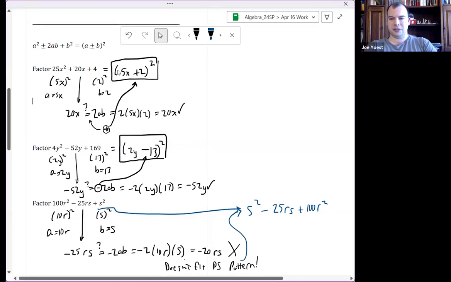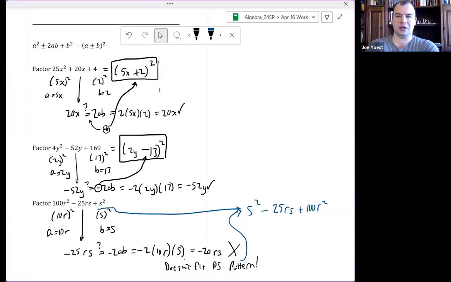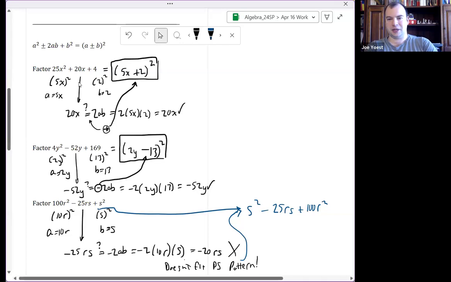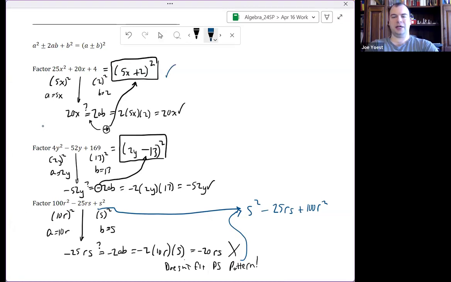And we could check our first: 5x times 5x, 25x squared. Our last, 2 times 2 is 4, so first and last work. My outside is 5x times 2, which is plus 10x, and my inside is also plus 10x, so plus 10x plus 10x is plus 20x. So this does check out.